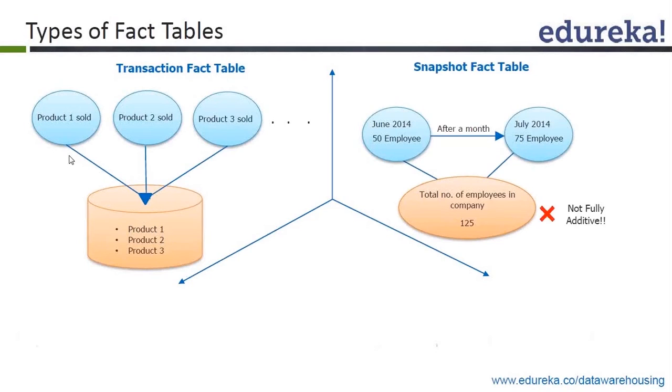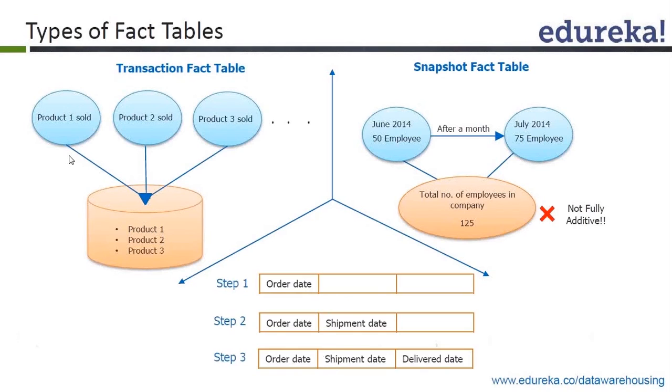This kind of fact table, as I said, is not fully additive. But a transaction fact table, since it stores all the transactions, you can actually count or add them. So if your fact table contains product 1 which was sold and has an amount attached to it, and product 2 has an amount attached to it, you can add them together. So it is additive, but this snapshot fact table is not additive. It's not fully additive.